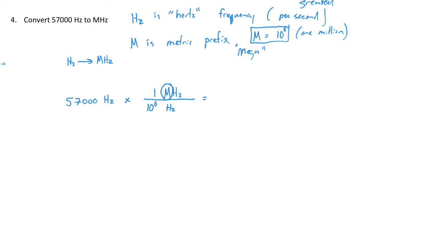Now if you're doing that on a calculator, make sure that when you do this, the 10 to the 6 power, that you've put that in parentheses, or you've used the exponential entry mode on your calculator to make sure that it puts the right priority and the numbers in the right place. Otherwise, you might not get the following answer, which is 0.057, and that's in terms of megahertz.